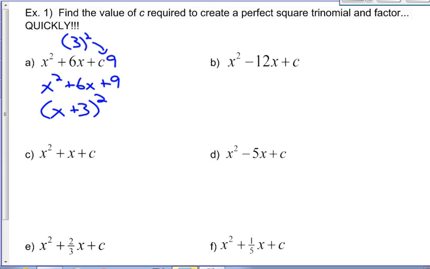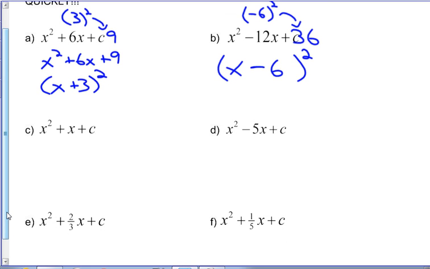The next one, we'll do the same thing. Half of negative 12 is negative 6. Square it means this should be 36. How does it factor? X, half the middle, half of negative 12 is minus 6 squared. The next one, we have x squared plus x plus c. So that's a coefficient of 1. So half the middle, which would be a half, squared, would give us a quarter. That should be our value of c. And the factoring is no more difficult here. I just take half the middle, which is a half.